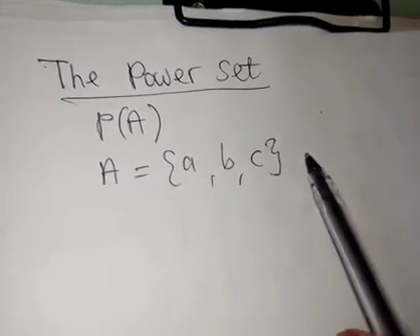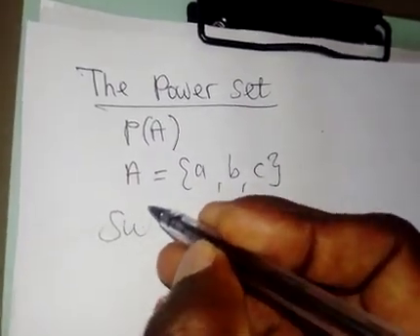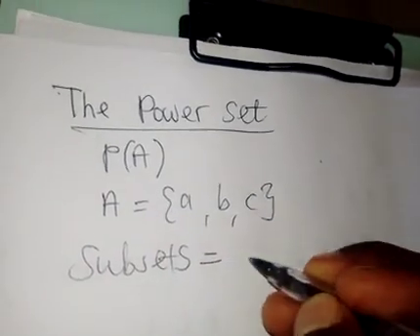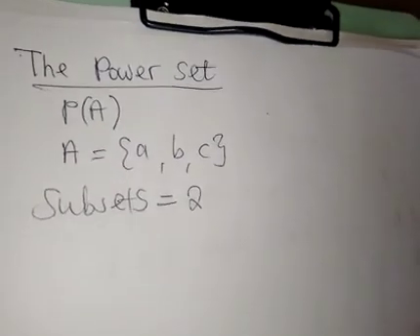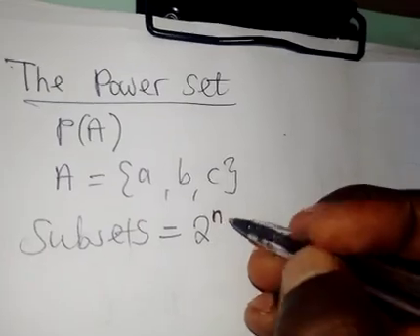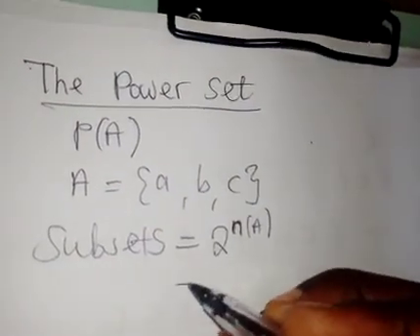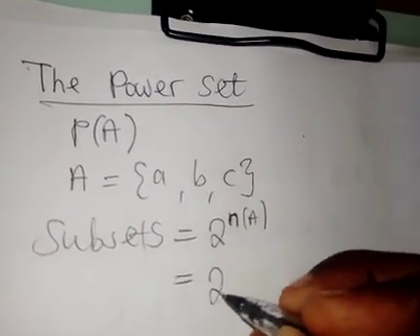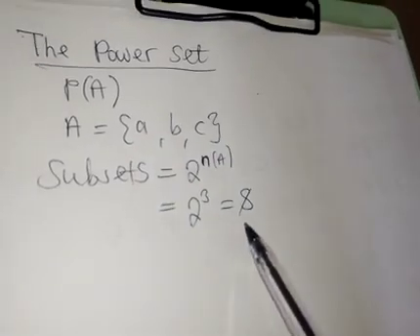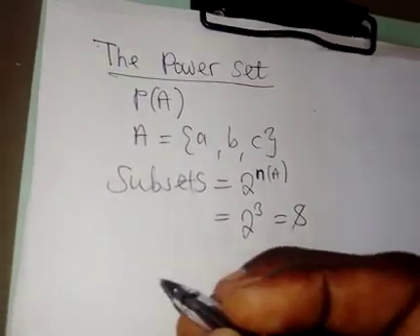Before that, we should first know how to find the total subsets of a given set. The total subsets of a given set will be equal to 2 to the power n, with n representing the number of elements in that set. In set A we have 3 elements, so it will be 2 to the power 3, which is 8, meaning set A has 8 subsets. We can also list these 8 subsets. So let's try to list them.